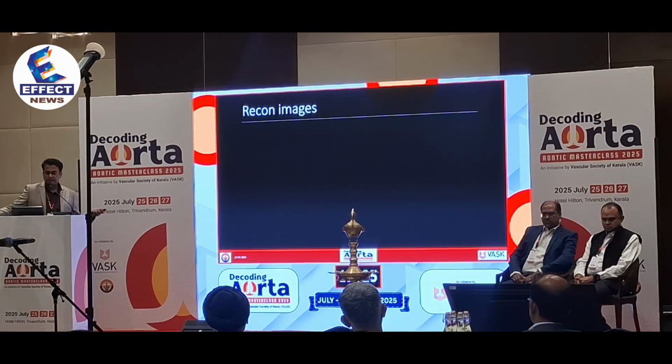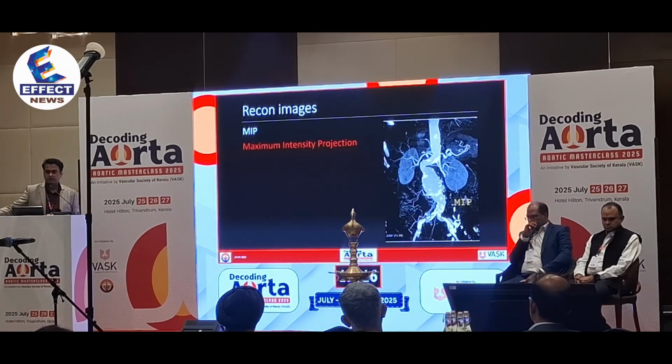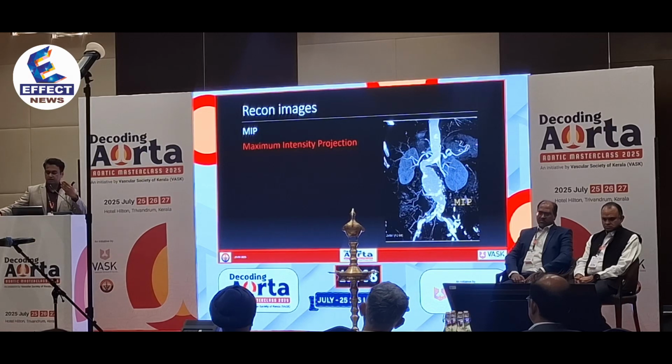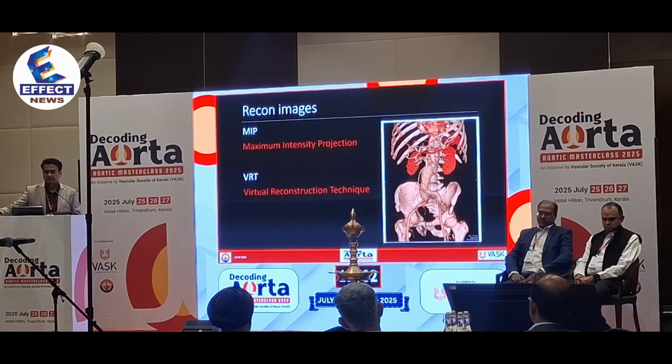Finally, you can also do some recon images to have a wholesome view of the situation. One particular recon is known as maximum intensity projection, or MIP. Here what is happening is you're stacking multiple images together so that you get the whole aorta in one single plane. The other one is obviously the virtual reconstruction technique, or VRT, 3D reconstruction.